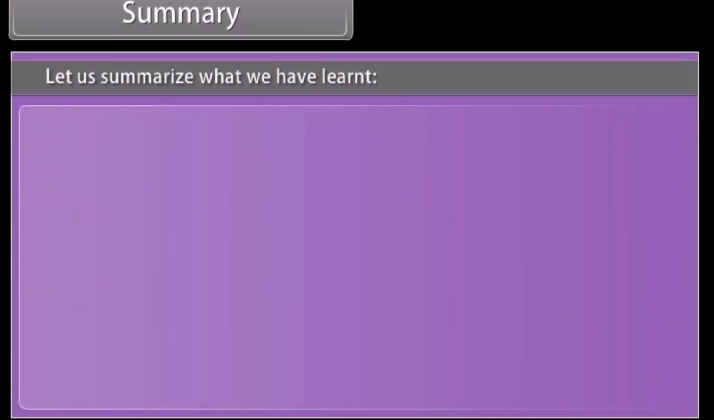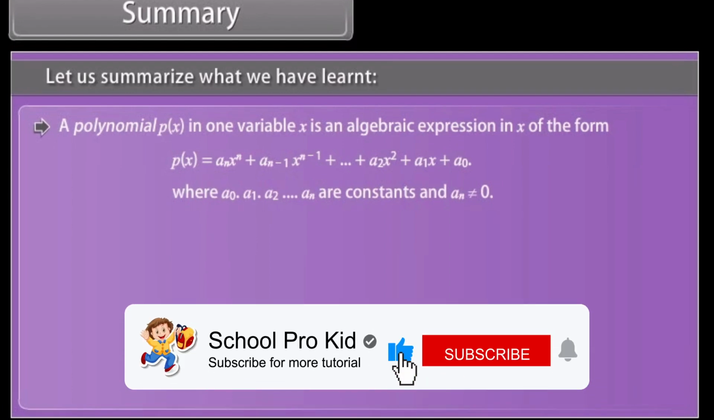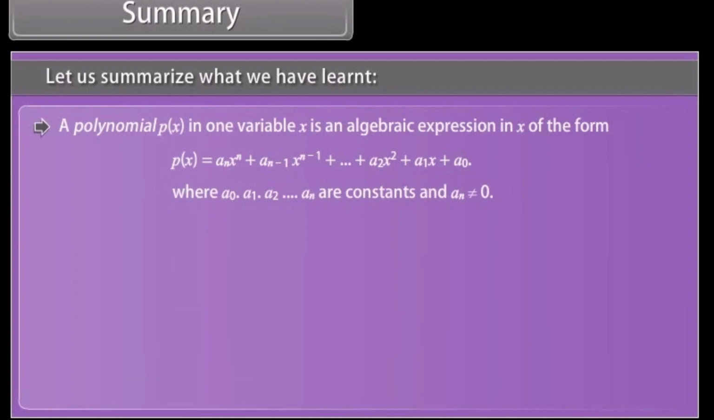Summary. Let us summarize what we have learned. A polynomial p(x) in one variable x is an algebraic expression in x of the form p(x) = aₙxⁿ + aₙ₋₁xⁿ⁻¹ + ... + a₂x² + a₁x + a₀, where a₀, a₁, a₂, and so on till aₙ are constants and aₙ is not equal to 0.